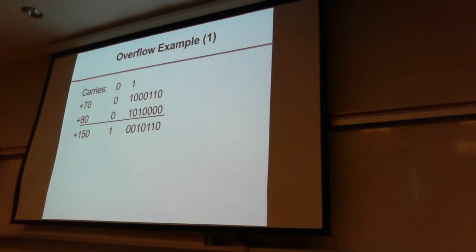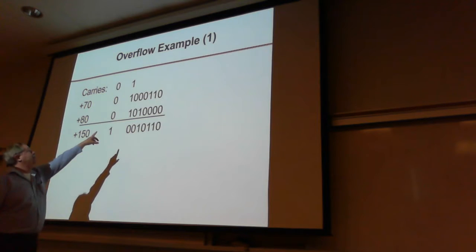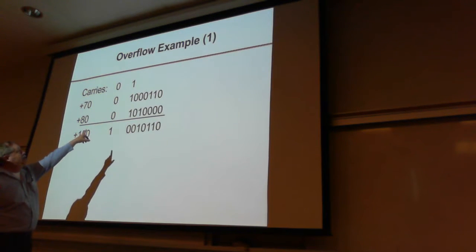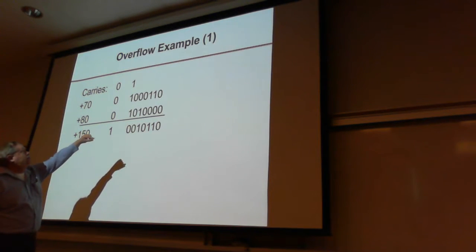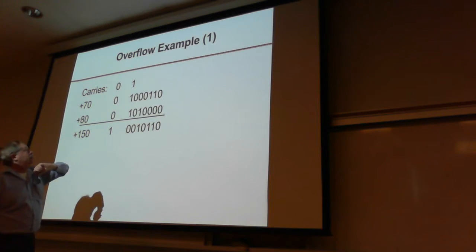All right, so let's look at this with two real numbers there, okay? So 70 plus 80, obviously that's 150, right? So 70 in binary form would be this representation here with 1, 0, 0, 0, 1, 1, 0, whereas 80 is this 1, 0, 1, 0, 0, 0, 0.